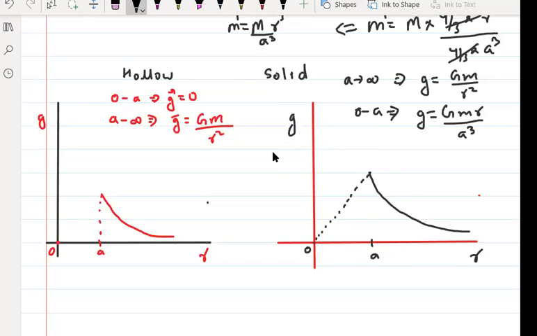Anyone have any issue in the graph? Tell me guys, anyone have any issue in the graph? Okay, very good. Very good everyone. Clear? Very good.